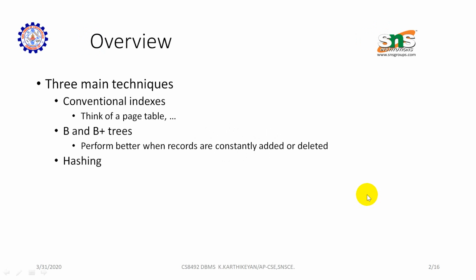We have three main techniques. One is conventional index, second is B and B plus tree, and third one is hashing. First one, conventional index, is based on a page table. Second one performs better when records are constantly added or deleted in the table. Hashing: the hashed data are stored in the hash table.